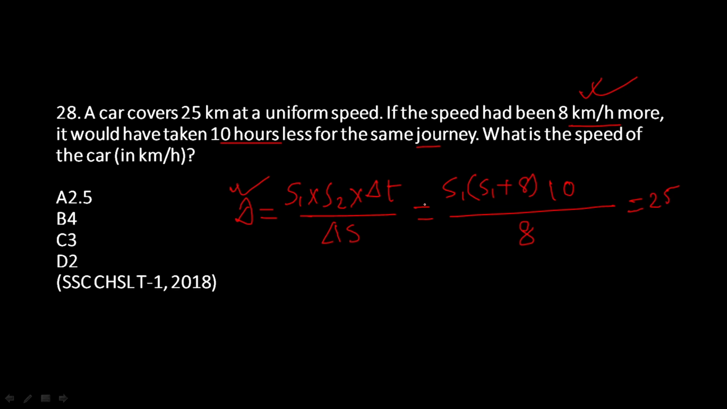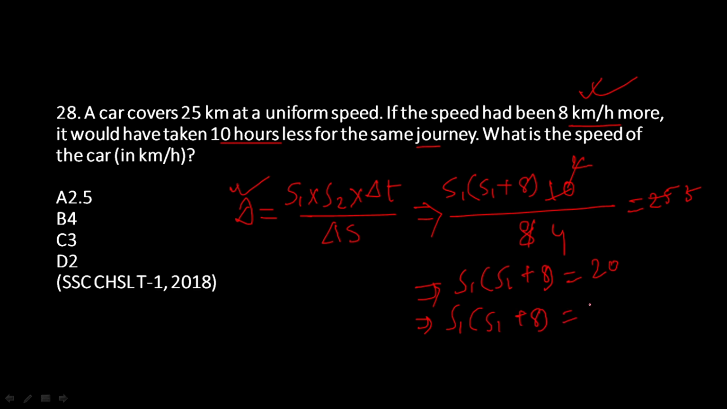So how will you solve it? It will be 10 times 2.5, that is 25 upon 10. So S1 into S1 plus 8 equals 20. It can be written as S1 plus 8 equals 2 into 10. So if S1 equals 2, then S1 plus 8 equals 10, right? So 2 km. What is the speed of the car? It is 2 km per hour.